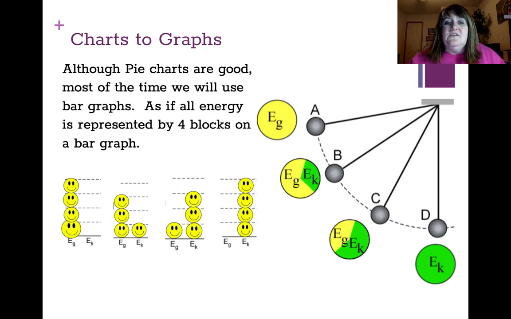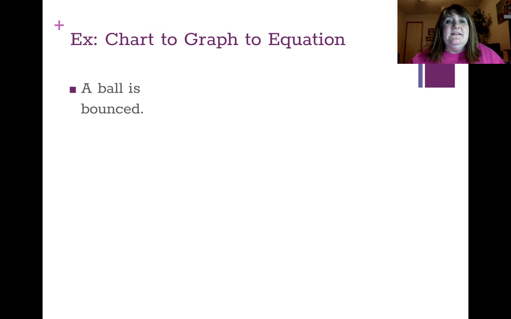Now, you can't have part of a block. And the chart is, again, not an exact thing. It's just a representation of all the energy in its various kinds. So, position A, B, C, and D. Pie charts to bar graphs. Finally, then, we go from pie charts to bar graphs to an equation. Now, the equation is not something you solve, it's just something you write down.